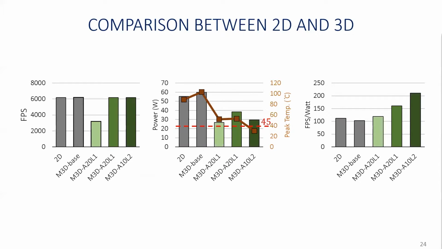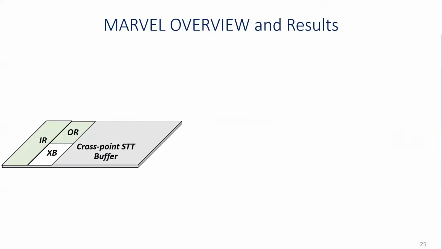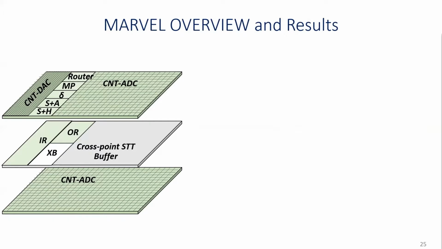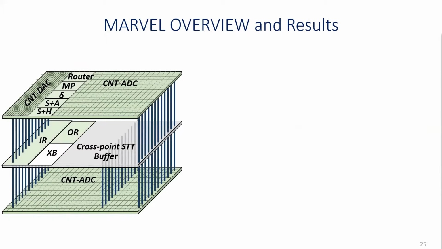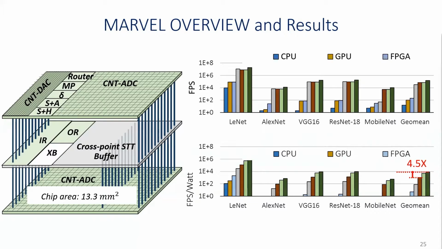You can see they both match the 2D baseline performance, but only the M3D designs favor the 10 megahertz design in terms of power at the system level. Therefore, in the following evaluations, we only report results using the 10 megahertz ADC units. To further improve the energy efficiency, we also replaced the input buffers with SRAM buffers, and we replaced the eDRAM buffers with 3D cross-point STT-RAM based buffers. Here I show you the overall architecture of a 3-layer Marvel design, which consumes only 13.3 square centimeters of chip area and only 14.5 watts of power. Based on the experiment results, our design achieves 4.5 times improvement on performance per watt.